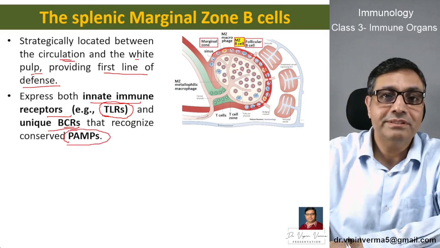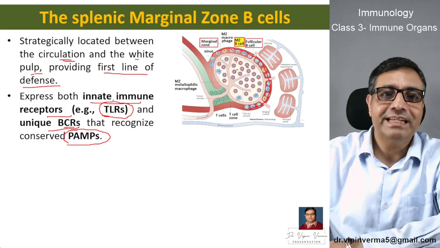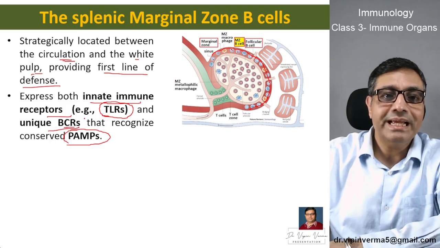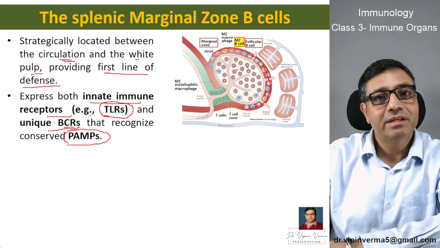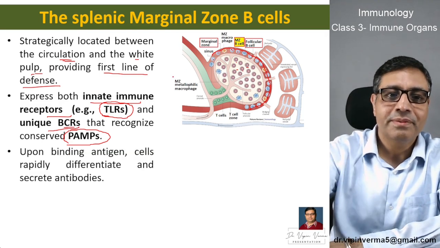Now what are PAMPs? Tell me. Pathogen associated molecular patterns, PAMPs. Remember from the first class, PAMPs and these TLRs. So these are the innate immune receptors. They are expressing innate immune receptors as well as the BCRs. Now this makes them different from the regular B cells.